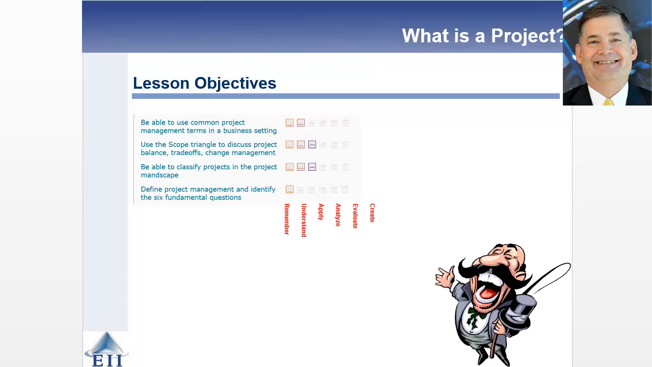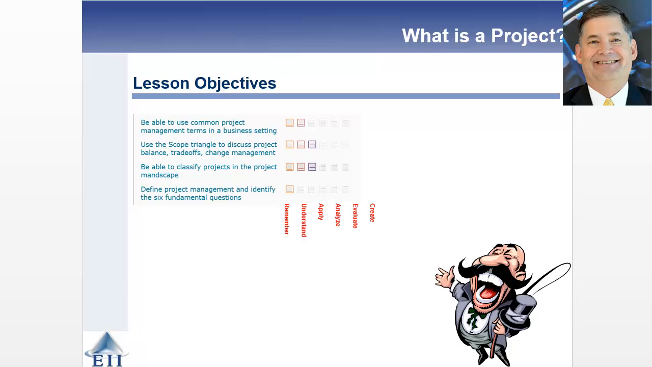So we want to be able to use, at the end of these 4 videos, common business or project management terms in a business setting. We're going to talk a little bit about the scope triangle and the trade-offs associated with it, and in what circumstances it provides value. We'll be able to classify projects and the project landscape. Again, I don't know why it has manscape there. And then we'll be able to define project management and identify the 6 fundamental questions that underlie project management. So that's the overarching lesson objectives for all 4 videos.